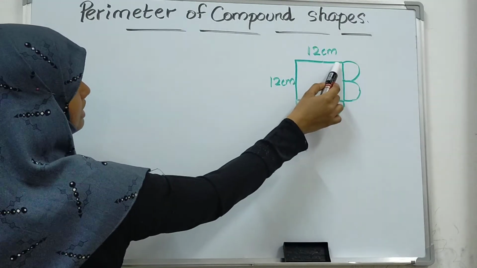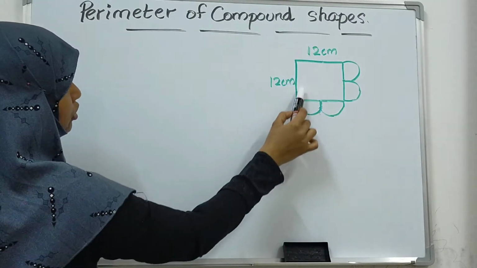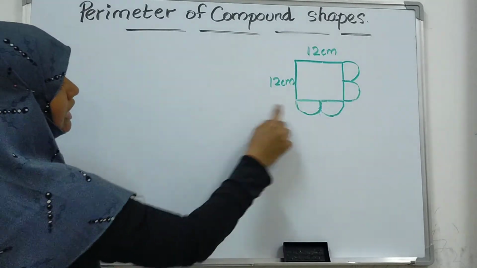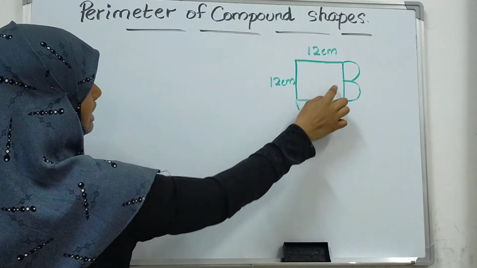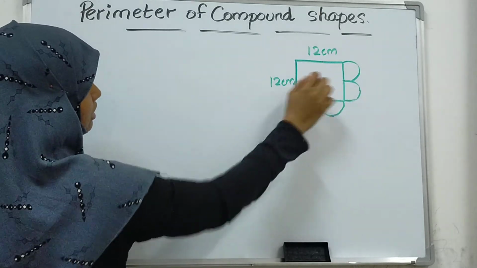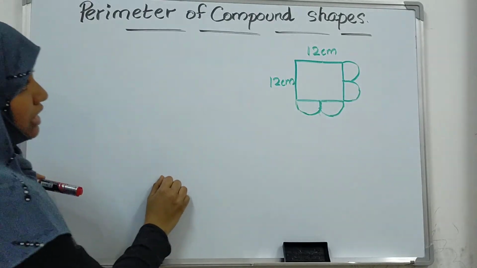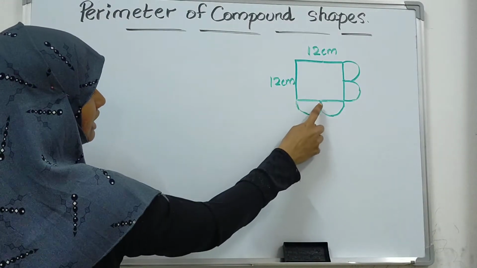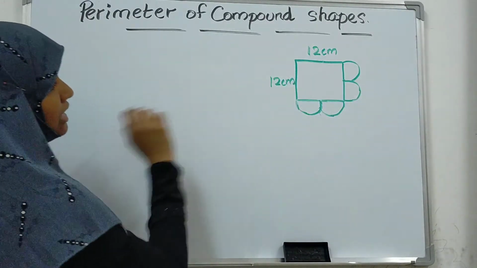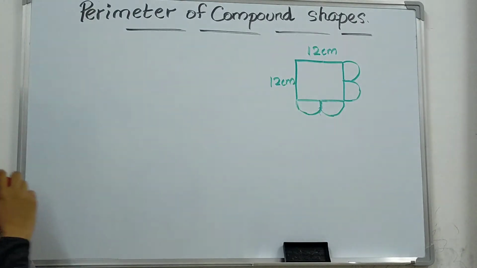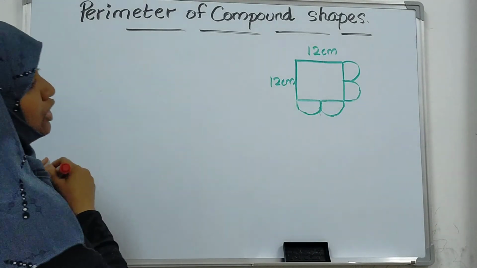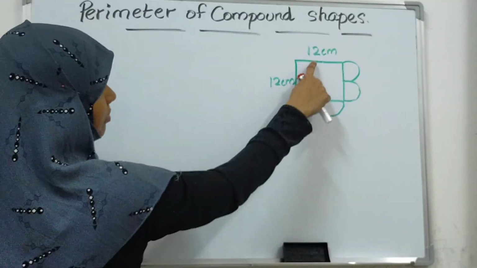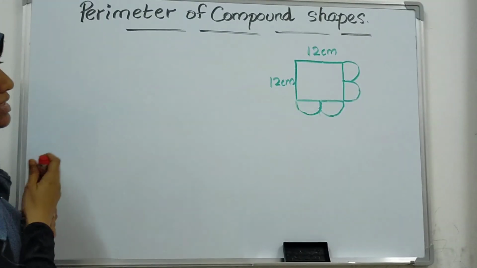Okay, so you can see that there are 2 lines. You have to take these 2 lines, and I don't need to take these 2 because they are inside the shape. And next, we have to check the circumference of these semicircles, which are 4 given. And one more thing, you will notice that here this is 12 centimeter. So what about the opposite side? This will also be 12 centimeter.